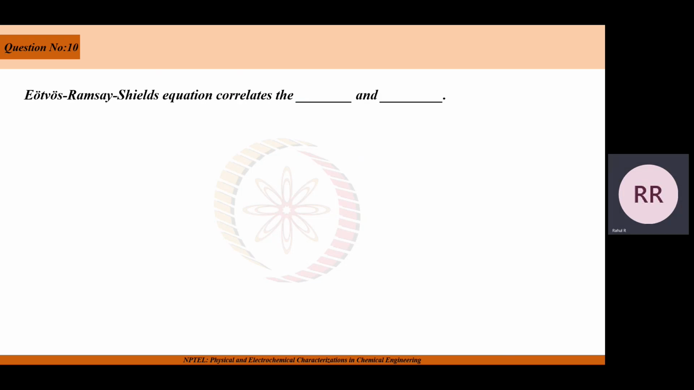The Ramsey-Shields equation correlates dash and dash. Okay, so this equation correlates some of the things that we have already discussed. This is a very fundamental equation, and it has crucial importance when we are discussing something physical, practically. So the Ramsey-Shields equation correlates dash and dash. What are the two parameters that this equation correlates? So let me discuss the answer.